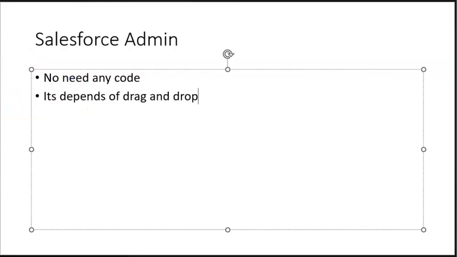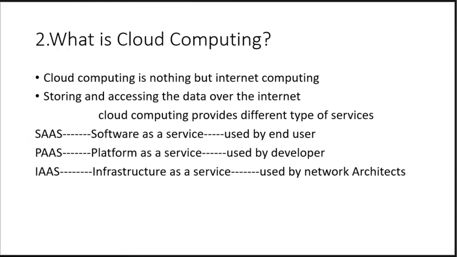Now we are moving to cloud computing. What is cloud computing? Cloud computing is nothing but internet computing. We can store and access data over the internet. Moreover, cloud computing provides different types of services like SaaS, PaaS, and IaaS. SaaS means software as a service; it's used by the end user. PaaS means platform as a service; it's used by developers. IaaS means infrastructure as a service; it's used by network architects. We'll go in depth about SaaS, PaaS, and IaaS.